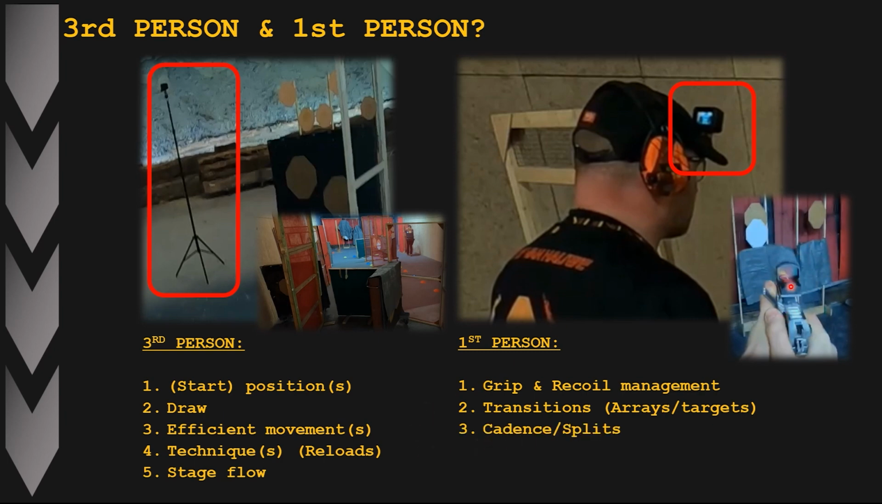I also try to look and especially also listen to the cadence or the splits depending on the distance and the difficulty level of the targets. So that's something that you can actually get out of the first person view. Once in a while we are faced with jams and or malfunctions during a stage. Also very interesting to see how fast I identify the problem and if I correct it in the right manner.